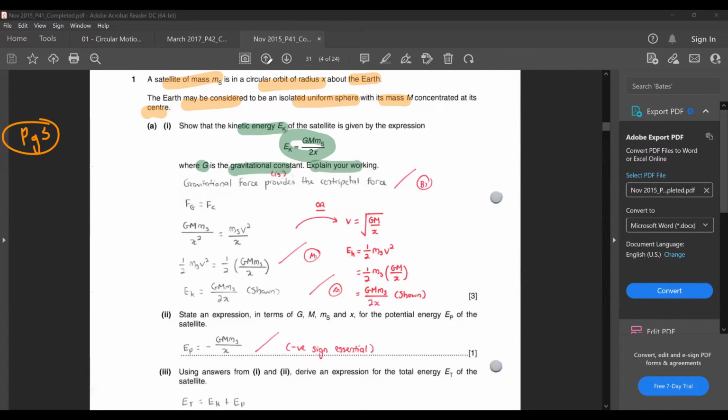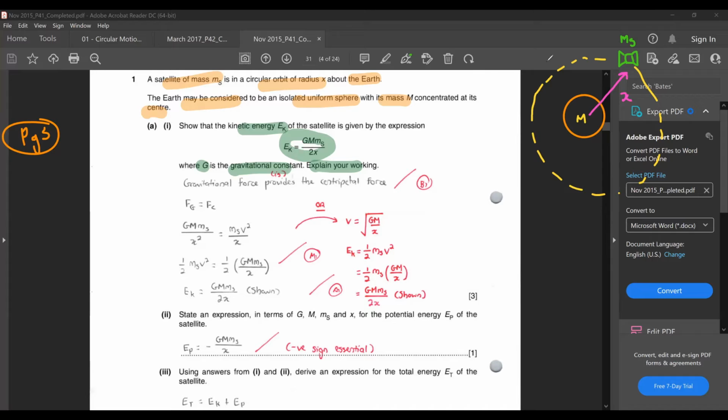So looking at what is being described here, you have a planet, and then you have a satellite whose mass is ms, and now you're moving in circular orbit about the planet whose mass is big M. The radius of orbit they've already told you is actually x. So show that the kinetic energy of this satellite is given by whatever expression that you have here.